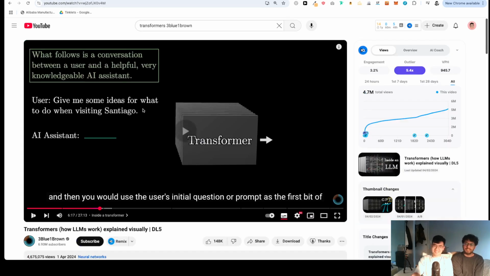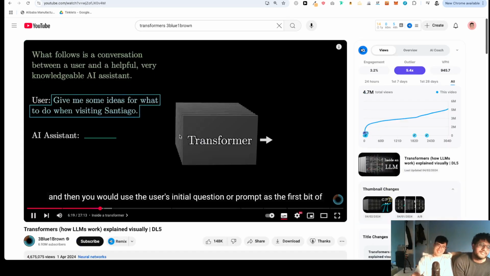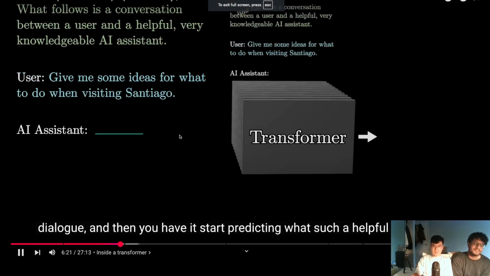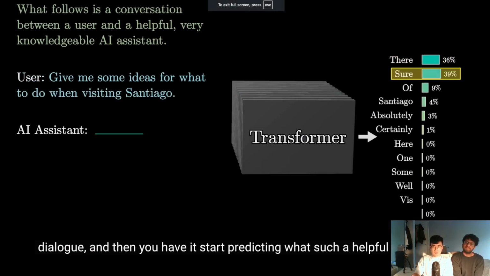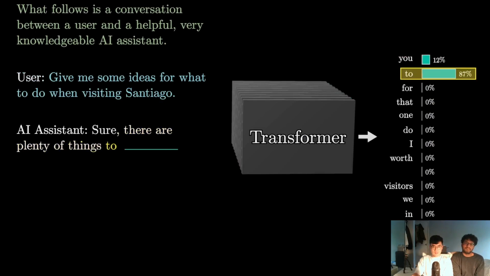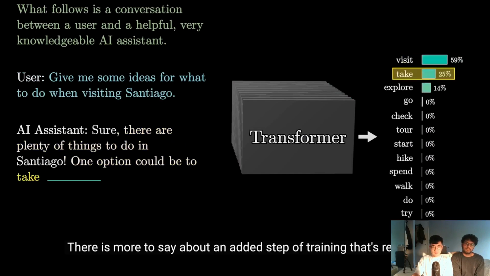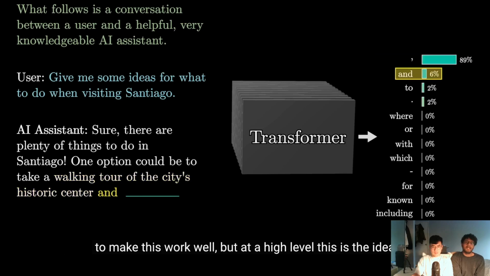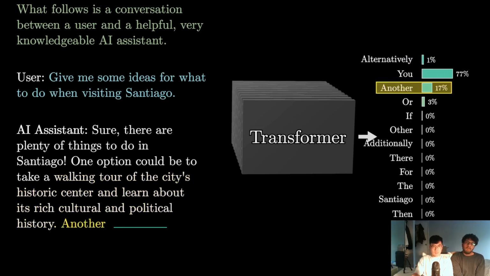And then you stop. You use the user's initial question or prompt as the first bit of dialogue, and then you have it start predicting what such a helpful AI assistant would say in response. There is more to say about an added step of training that's required to make this work well, but at a high level, this is the general idea.